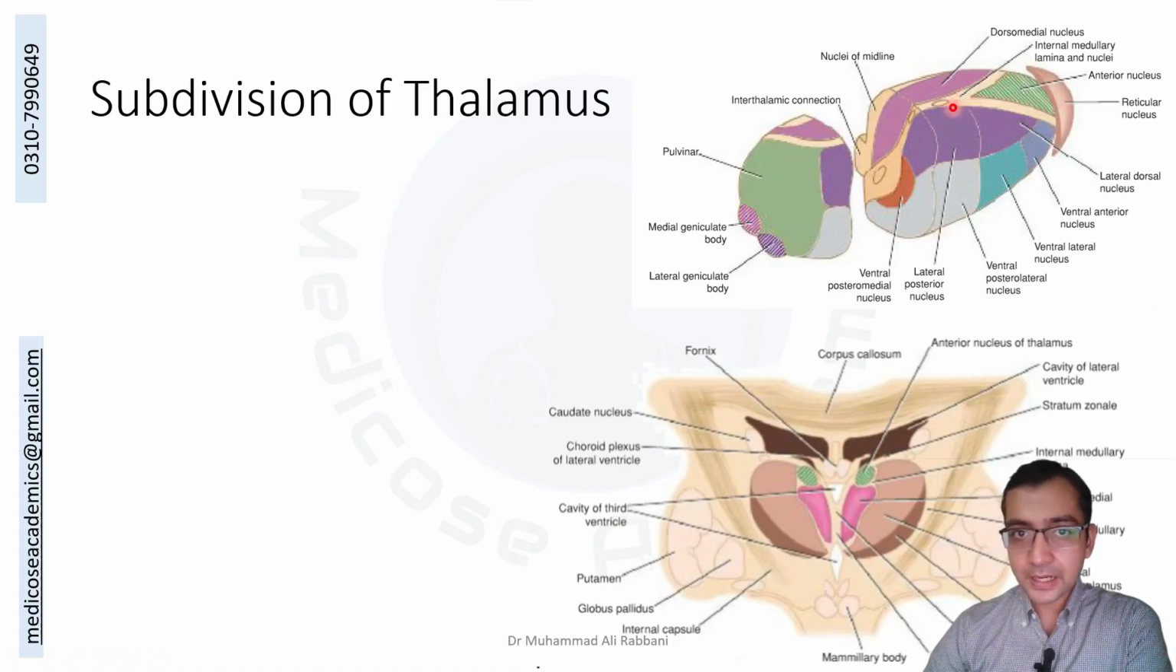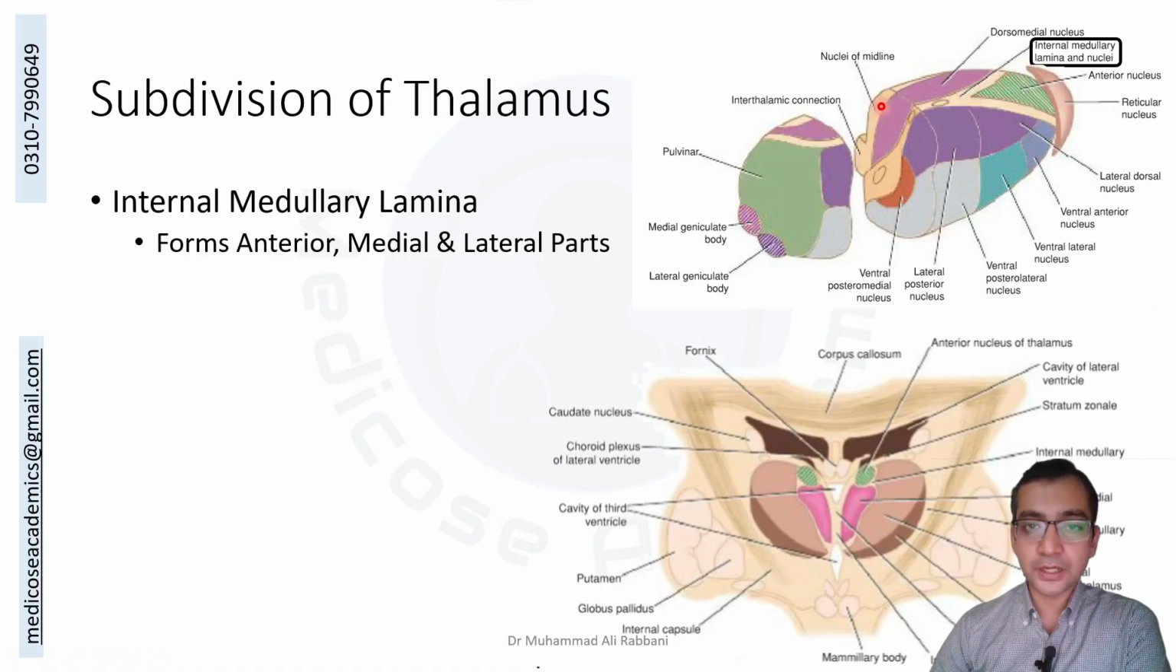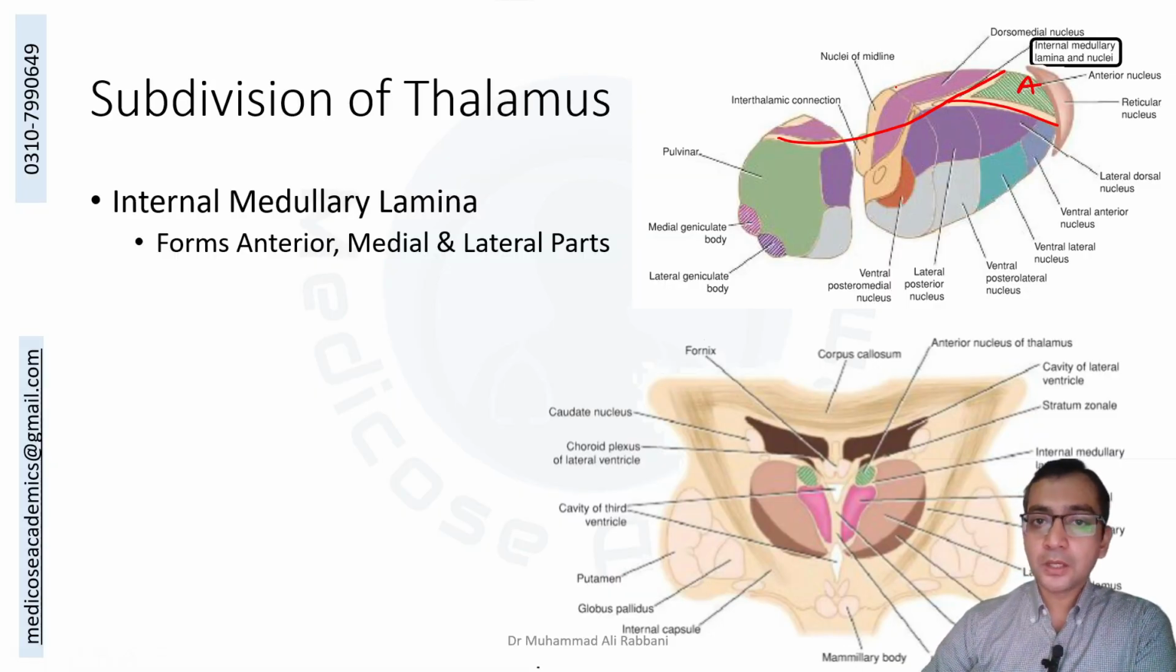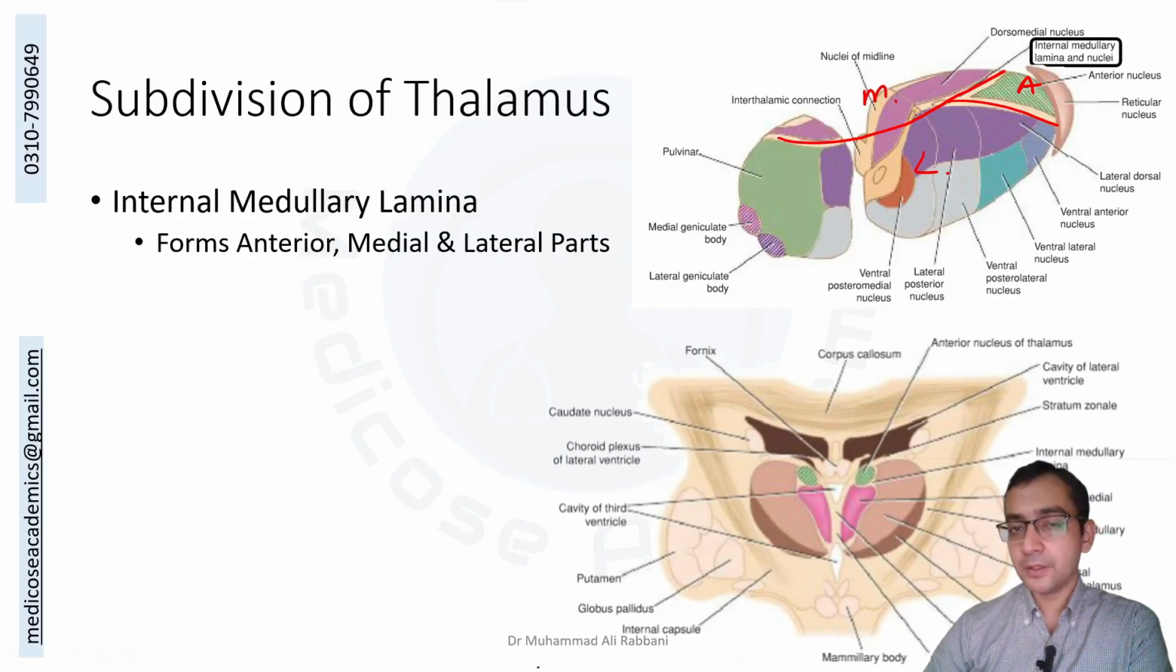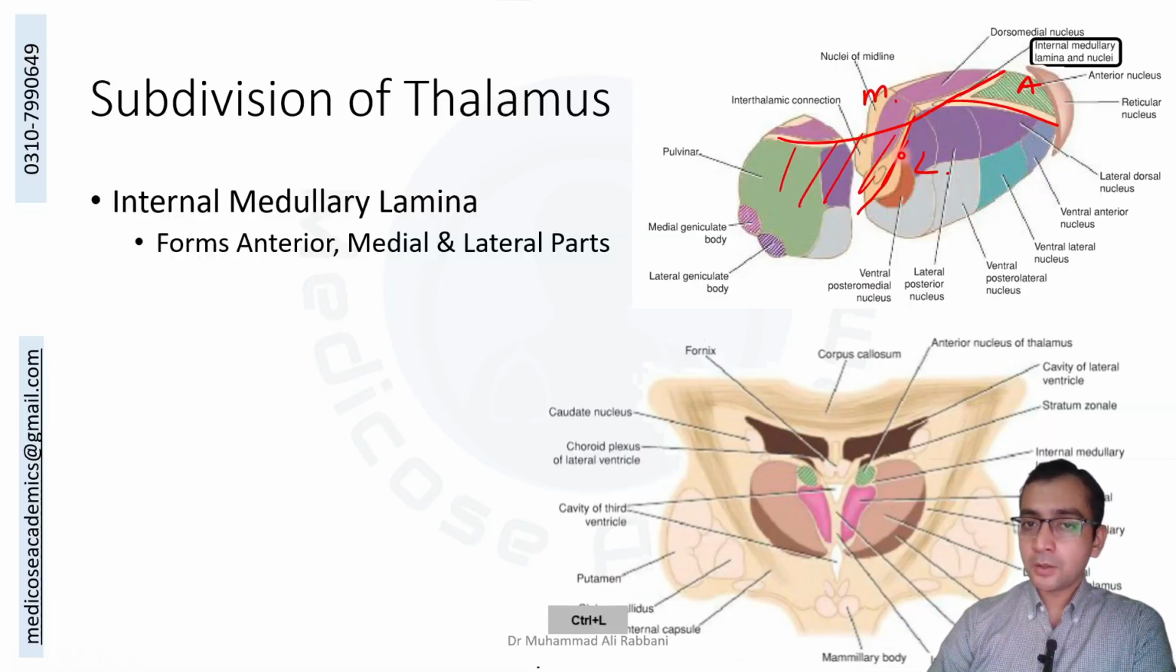So this is the internal medullary lamina, and due to this Y-shaped structure, it divides the whole of the thalamus into three major parts. Between the two prongs, there is the anterior part. On the medial aspect, there is the medial part, and on the lateral aspect, there is the lateral part. As you can see, it's not a single line, it's a whole plane that goes down. So it divides the thalamus into the medial and lateral aspect, and you can see from this picture most of the nuclei are present on the lateral aspect.